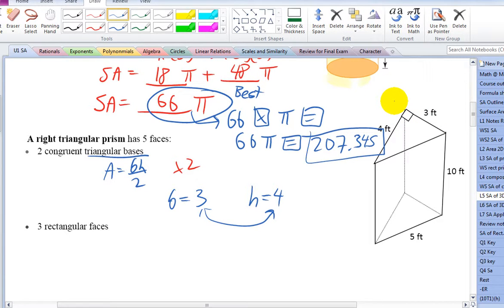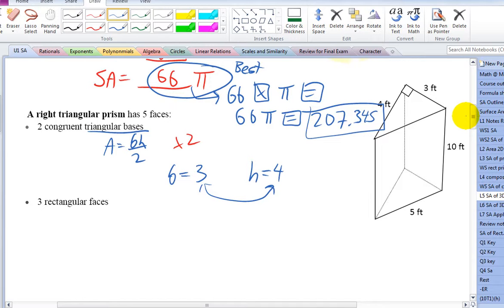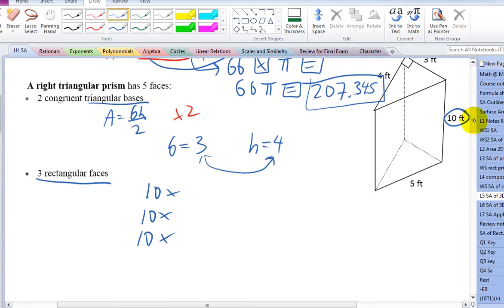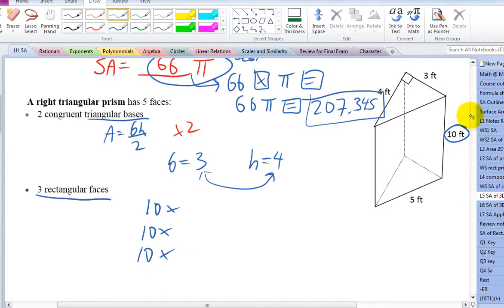Now we're not going to carry out this calculation because this is just review. But you have 3 rectangular faces. All of them would be times 10. So 10 times something, 10 times something, 10 times something. They're not all going to be the same number. Now for this triangle, they're not. What are the 3 numbers? 10 times what? 4, 5, and 3. Good, all 3 of them.